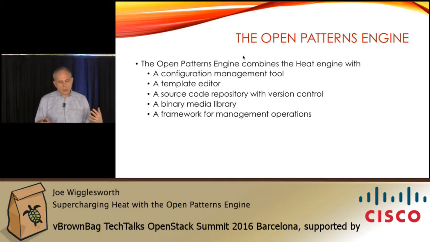A source code repository with version control is very important. So what we do in our engine is we bundle in Git. You don't even see it, it's just there. All the text files go into Git. That's your heat templates, your chef recipes, salt formulas, whatever it is you're working with. The software needs to go somewhere, so we set up just an HTTP server, but that binary media library could be your own Docker repository, private registry, or wherever you're getting your binary from.